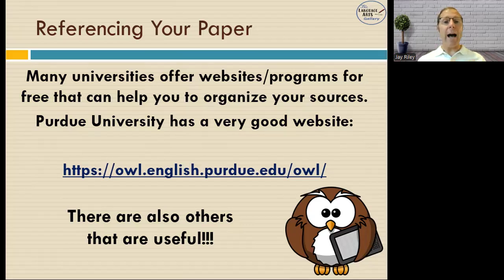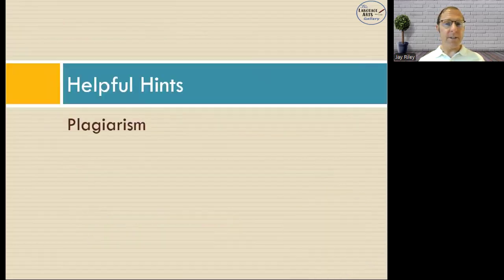I love Purdue OWL. OWL stands for Online Writing Lab. There are other online writing sites out there that can help give you some tips about how to format and reference your paper. I really think Purdue is fantastic. They have a lot of great resources out there. So you can go to owl.english.purdue.edu/owl. So that's, again, a really terrific source.